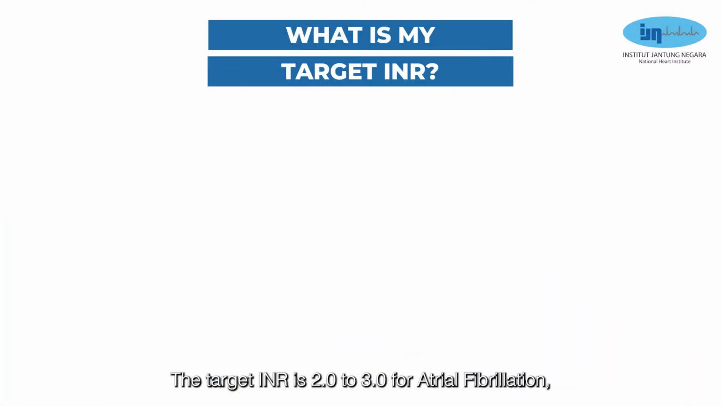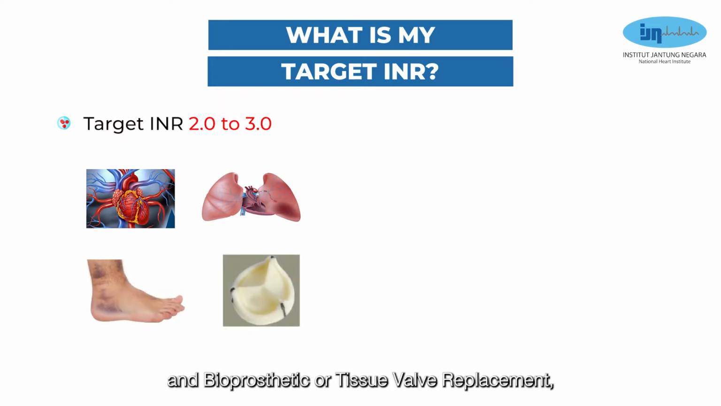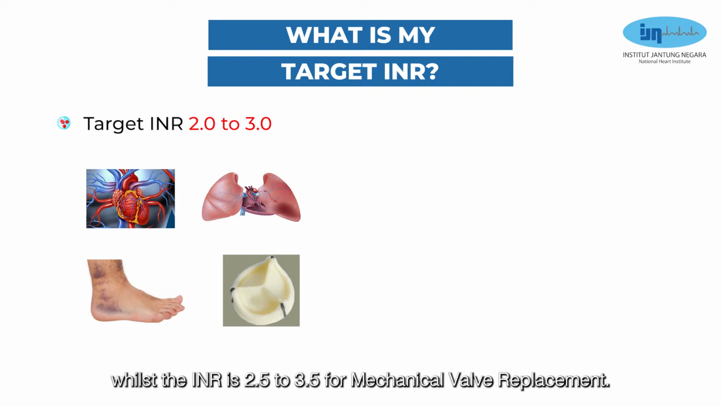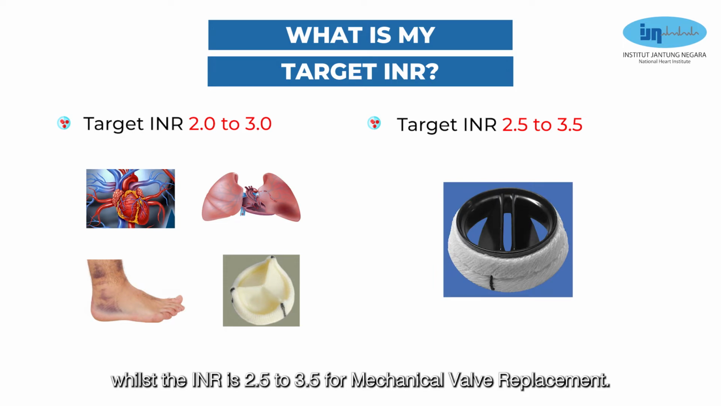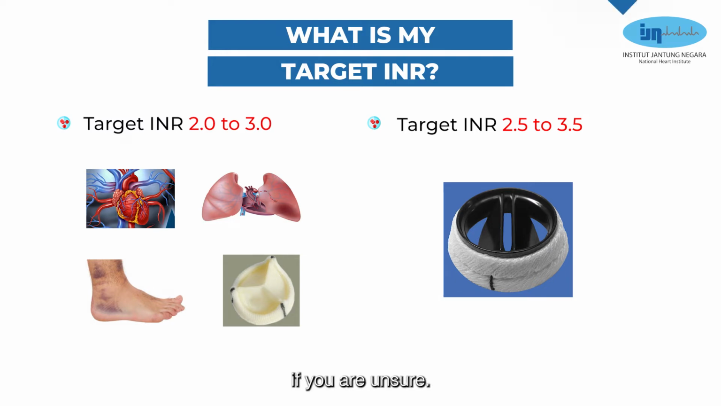The target INR is 2 to 3 for atrial fibrillation, pulmonary embolism, DVT, and bioprosthetic or tissue valve replacement, whilst the INR is 2.5 to 3.5 for mechanical valve replacement. Please note that this target range may be modified and individualized for you by the doctor. Check with the doctor or nurse regarding your target INR if you are unsure.